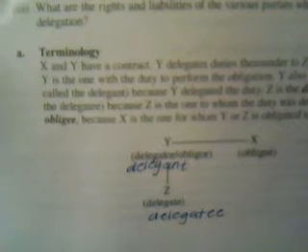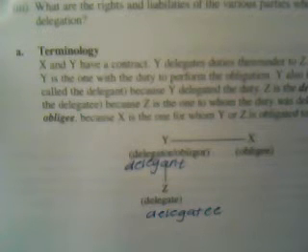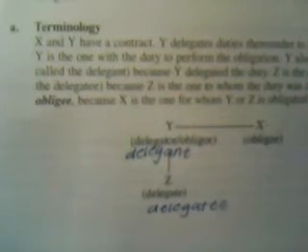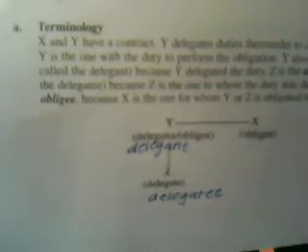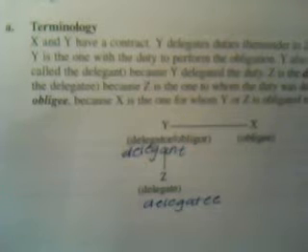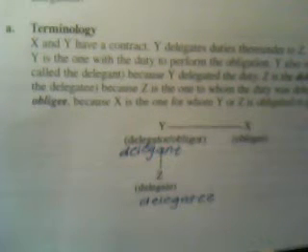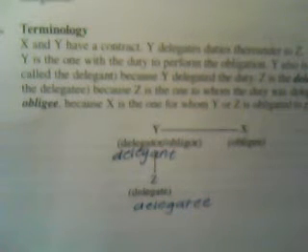C, what is necessary for effective delegation? In general, no special formalities are required to have a valid delegation. The delegation may be either written or oral. However, the delegator must manifest a present intention to make the delegation. There is no need that the word delegate be used. Any generally accepted words to transfer may be used. So that answers C, what is necessary for effective delegation. D, what are the rights and liabilities of the parties?